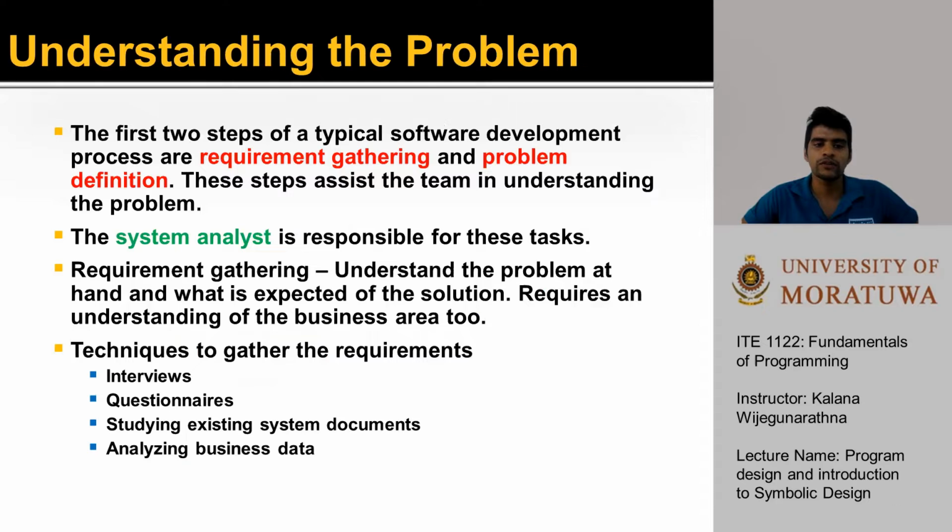The first two steps of a typical software development process, that is, requirement gathering and problem definition, assist the team in understanding the problem. The person responsible for gathering requirements, defining the problem, and designing the system is called the system analyst. Usually, clients or users are not able to clearly define their problems or requirements. They have a vague idea of what they want. So system developers need to gather client requirements to understand the problem that needs to be resolved or what needs to be delivered.